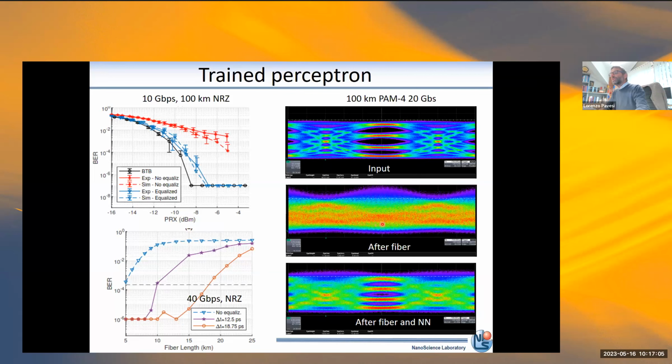So this is the actual recorded measurement after 100 kilometers of fiber. You see that you completely lose the information whether the bit is 1, 0.75, 0.25 or 0. While after the fiber and the neural network, you recover the clear separation between the different bits. And so this means that this very simple neural network is able to perform a very complicated function that is very important for optical communications.